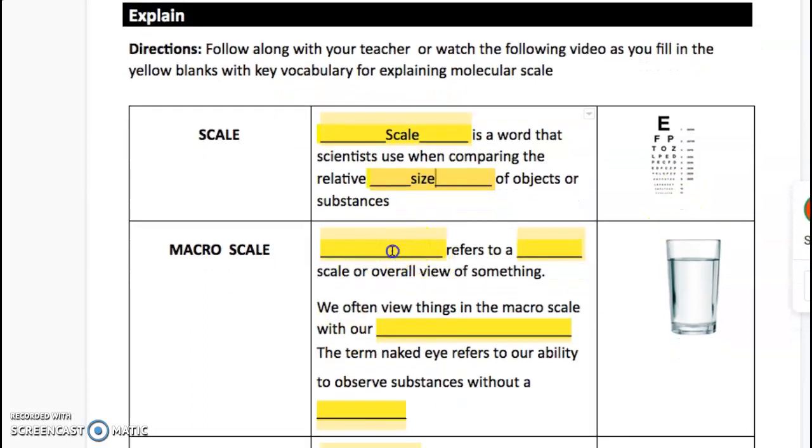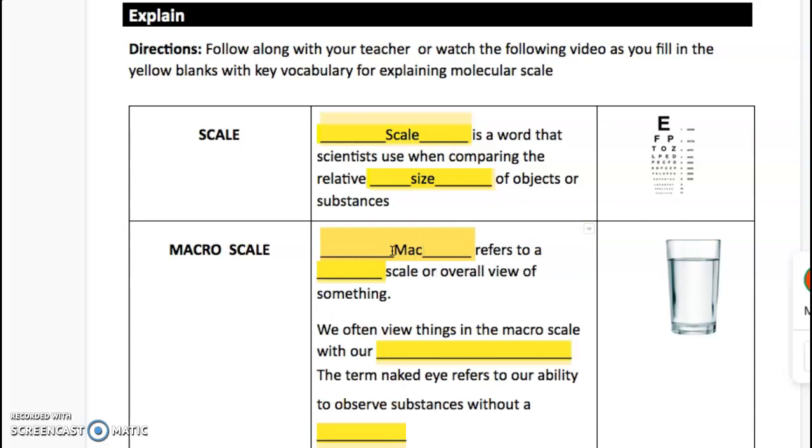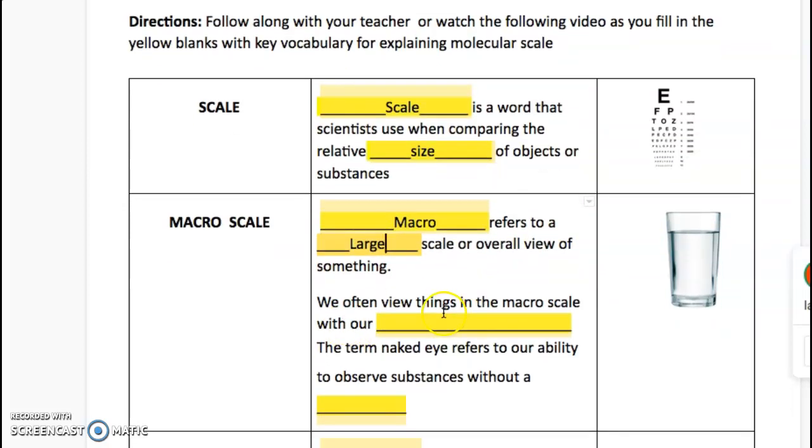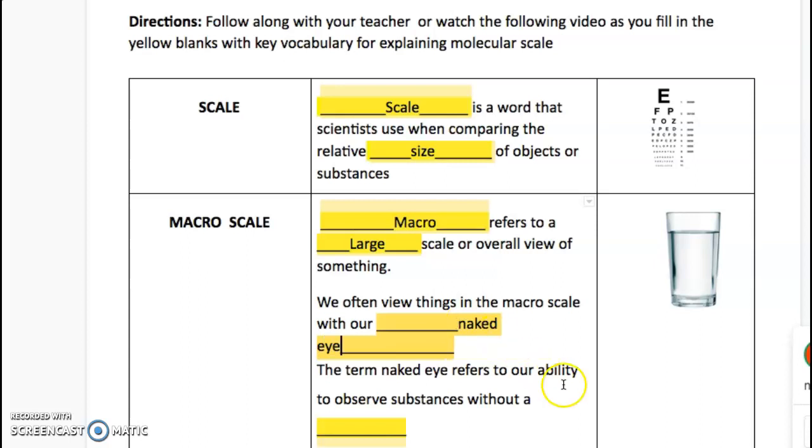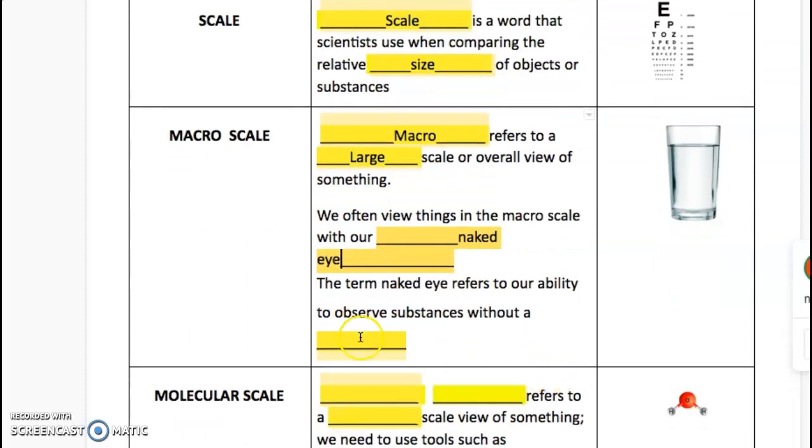Macro scale. Macro refers to a large scale or overall view of something. We often view things in the macro scale with our naked eye. The term naked eye refers to our ability to observe substances without a microscope.